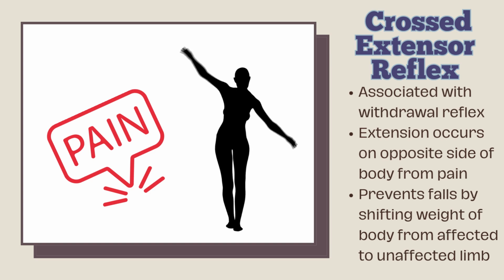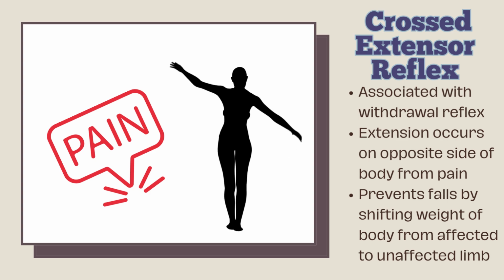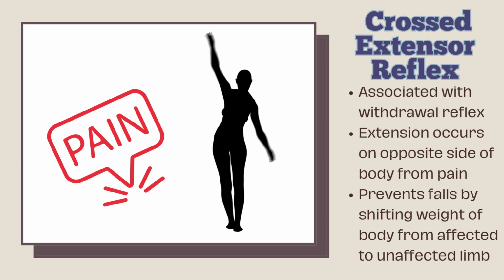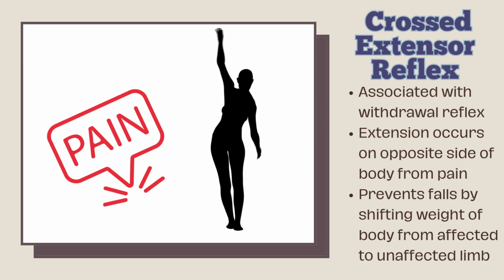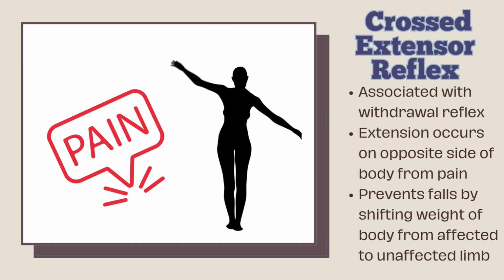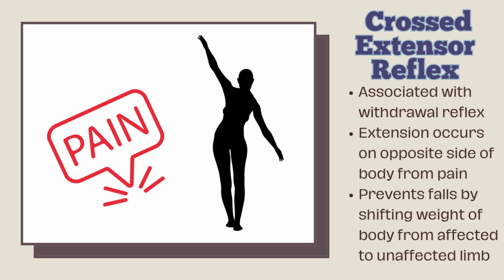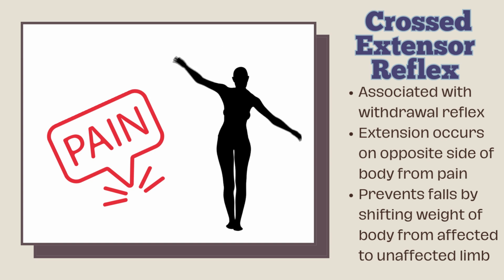Associated with the withdrawal reflex is the crossed extensor reflex. The crossed extensor reflex occurs in the opposite lower limb from the one in which the withdrawal reflex occurs. The crossed extensor reflex results in the extension of muscles. This is beneficial and prevents falls by the shifting of body weight to the unaffected limb.